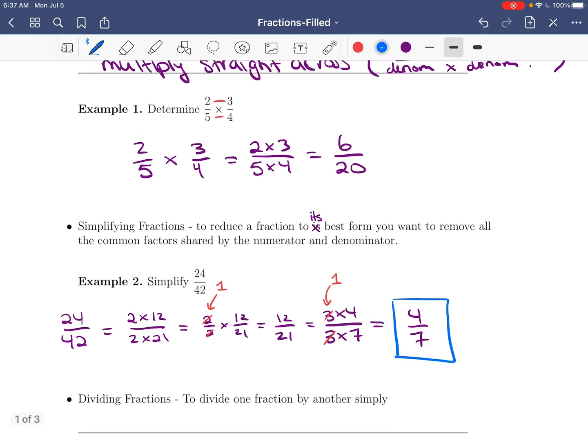Now if we were to go up here and complete this one, 6 is 2 times 3, and 20, we know is 5 times 4, but those are not up here. So I'm going to write it as 2 times 10. Then the 2's would cancel, and this would actually reduce to 3/10, which is how I would want to leave my answer. 6/20 isn't the best way to leave it. You always want it in its most simple form.